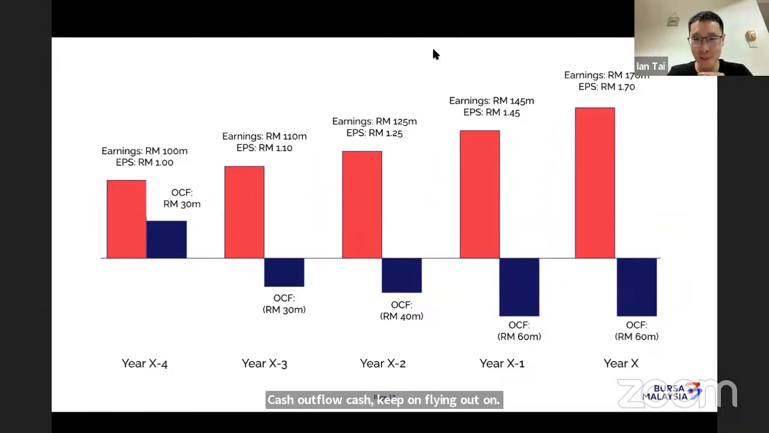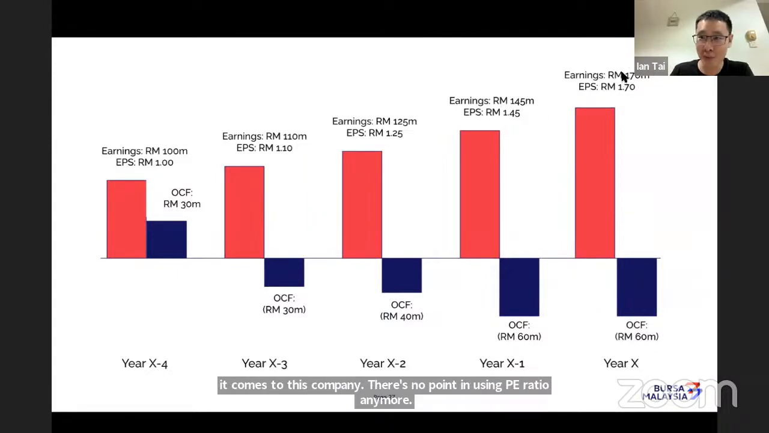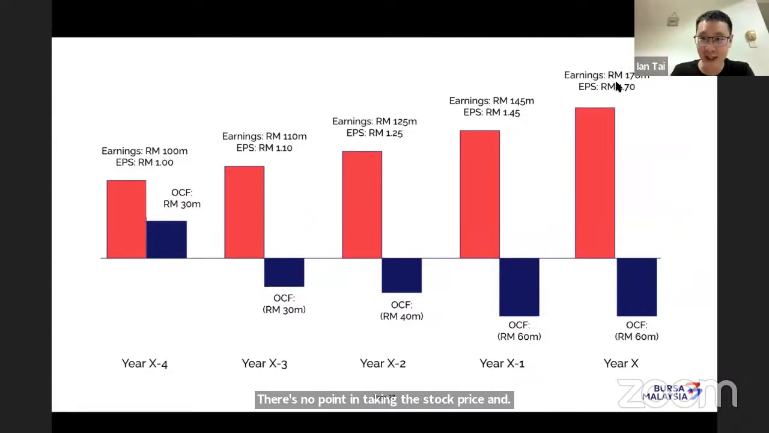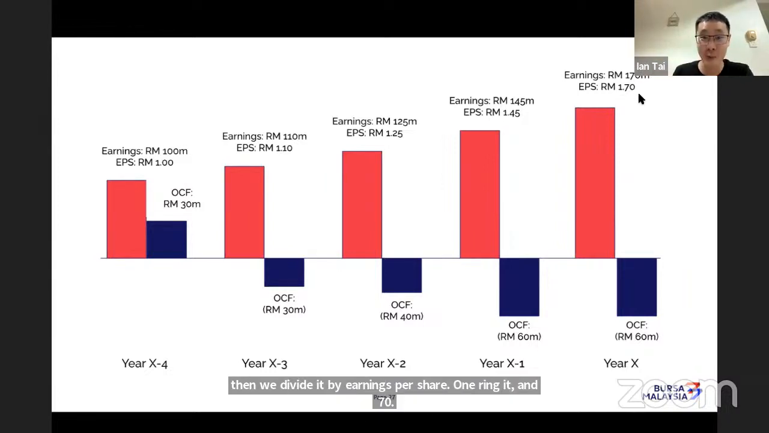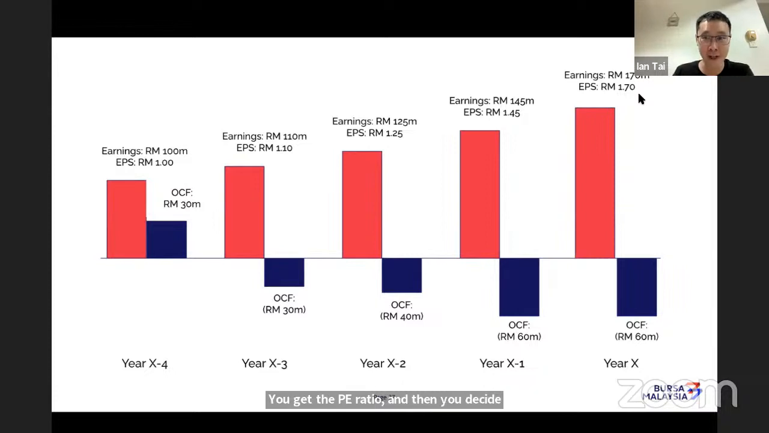So when it comes to this company, usually I don't touch, okay? There's no point in using PE ratio anymore. There's no point in taking the stock price and saying, oh, the stock price is, let's say, X, and then we divide it by earnings per share, 1 ringgit and 70 cents. You get the PE ratio, and then you decide whether it's undervalued or overvalued. For this kind of stock, no need to do that. No point already.